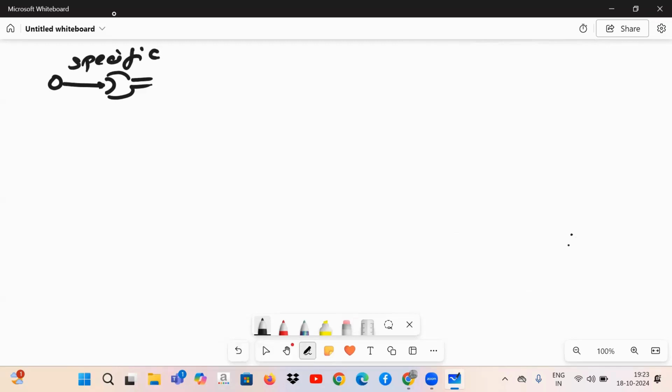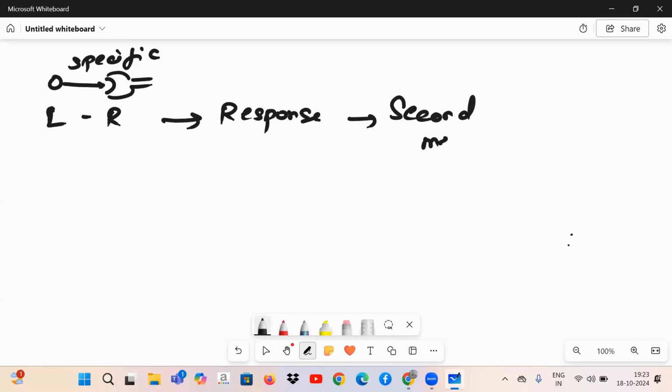So the ligand and the receptor binding produce the response by activating the proteins that are present. Those proteins are called second messengers. That's what we have been learning, correct? Which can be calcium or any other protein molecules. So how do they regulate these responses?